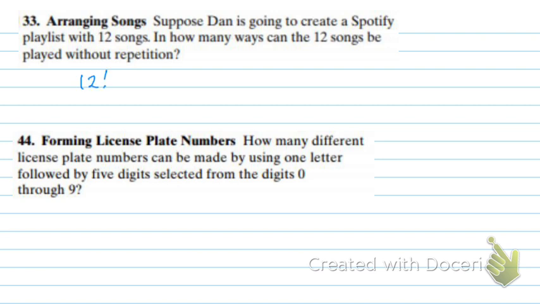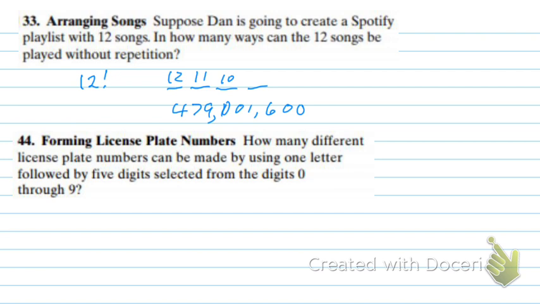If you wanted to put it in the calculator, you could do 12 factorial. Why? Because if you did it out like this, he's got 12 choices for the first song, 11 for the next, 10, and so on. So it's 12 factorial. How big is 12 factorial? Somebody with a calculator help me out. 479,001,600.